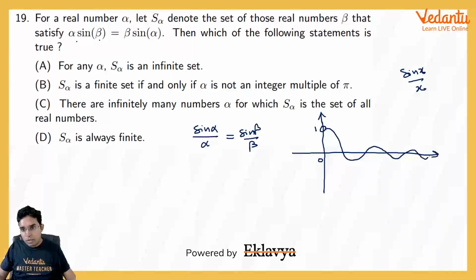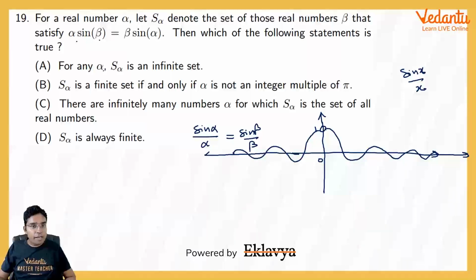You can think of sin x as a sinusoidal wave, but because as x increases the denominator becomes more, the net ratio will be lesser in magnitude. So every time you increase x, the magnitude will decrease. In fact, sin x upon x is an even function, so on the other side also you can draw like this. Now let us read the first option: for any alpha, S alpha is an infinite set. Is it so? Let us see. Suppose I choose some alpha here.